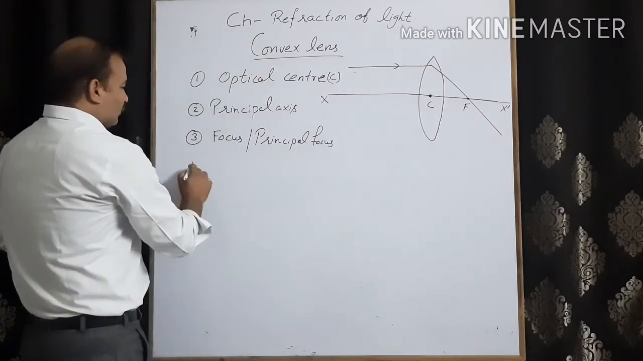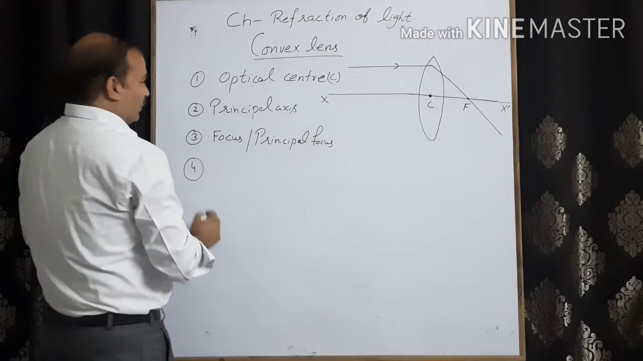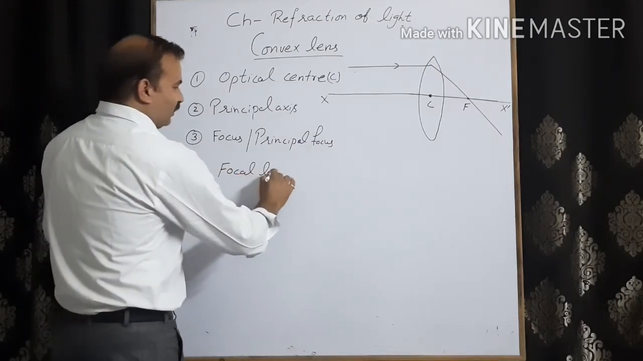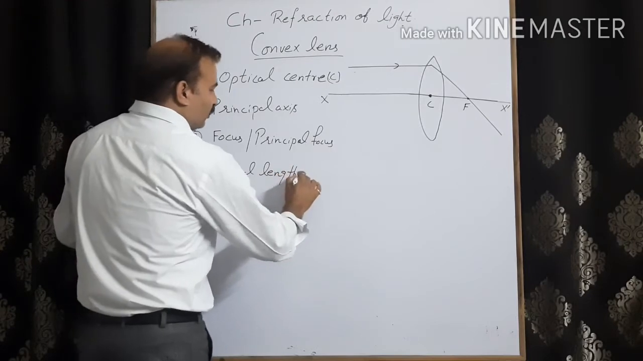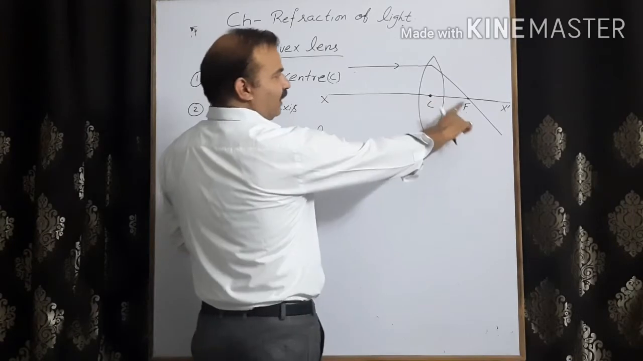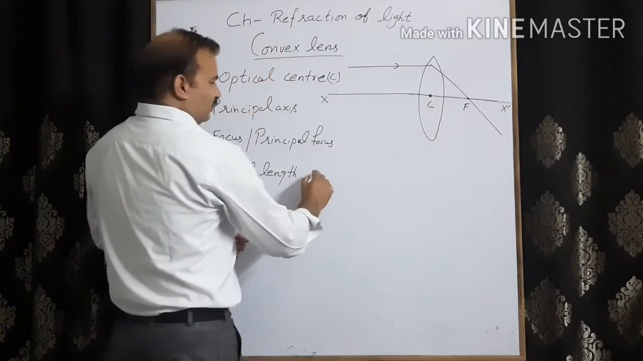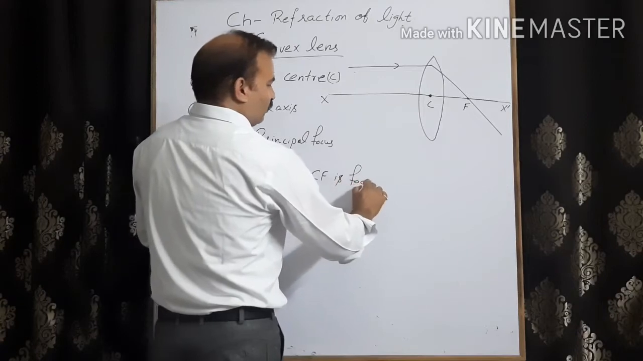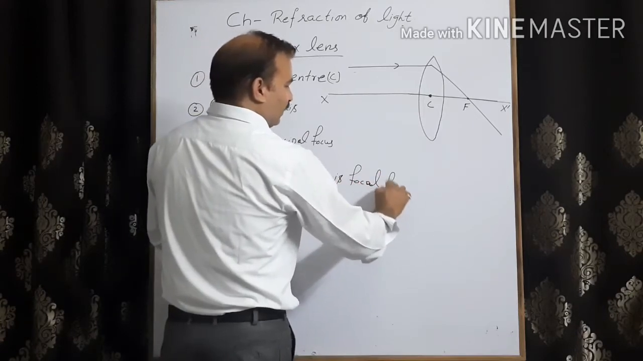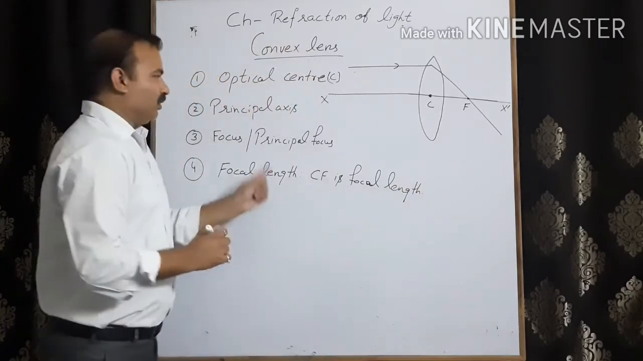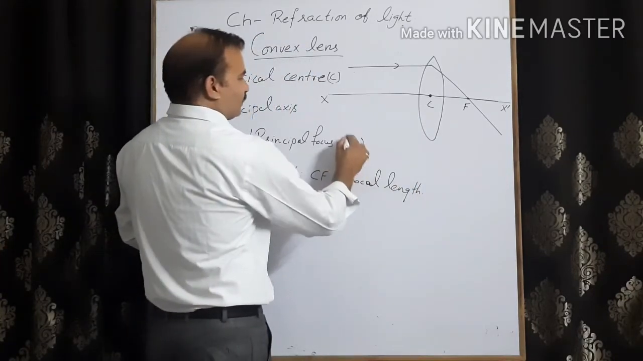Now, the fourth point is focal length. Focal length is the distance between the optical center and the focus. So, CF is the focal length. Now, this principal focus, that is F.